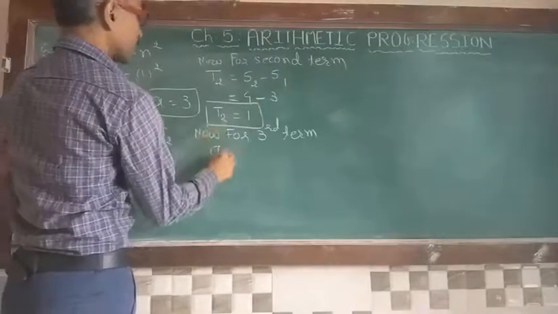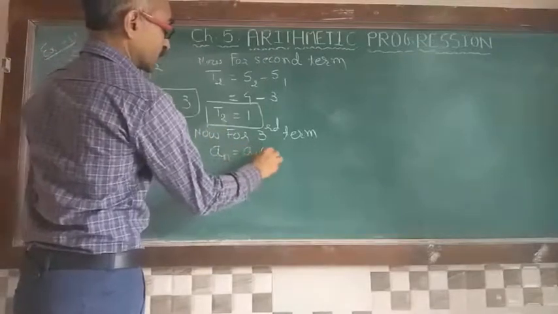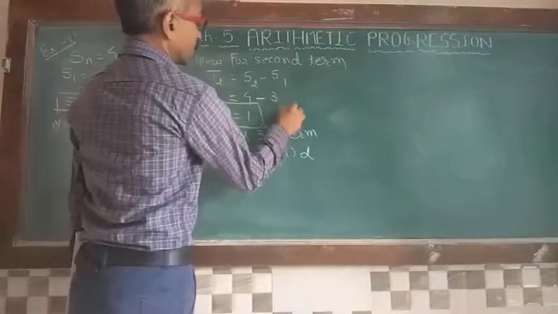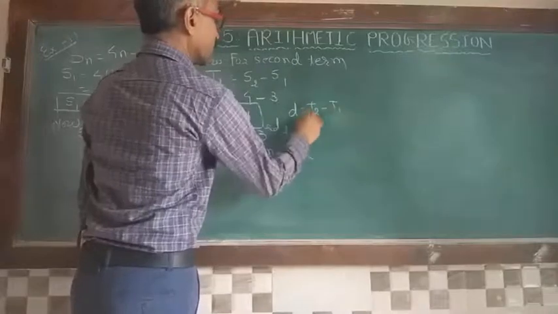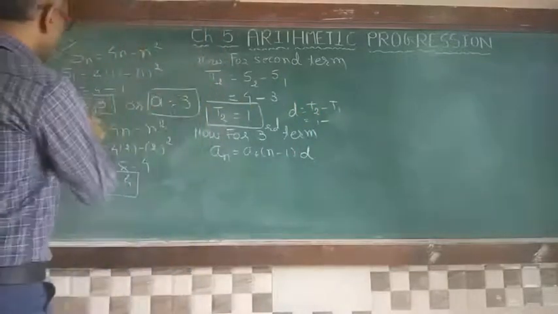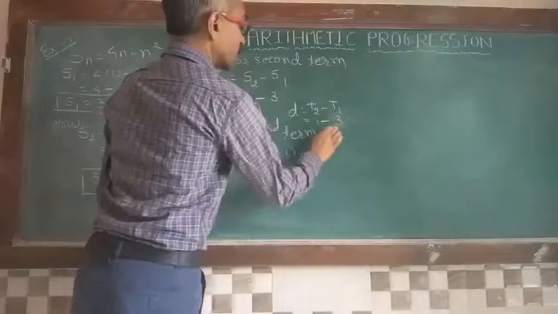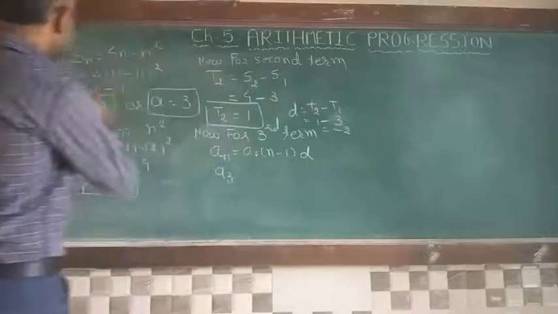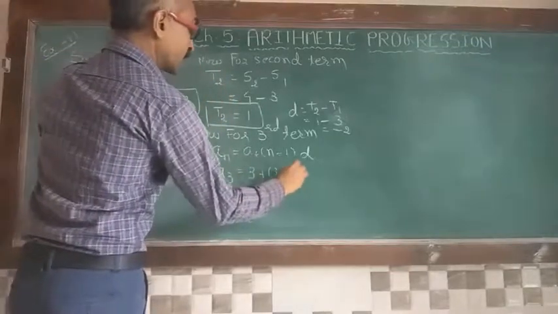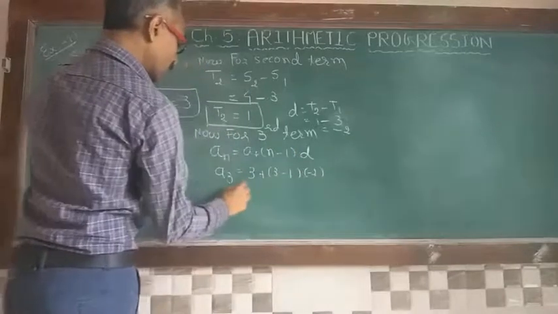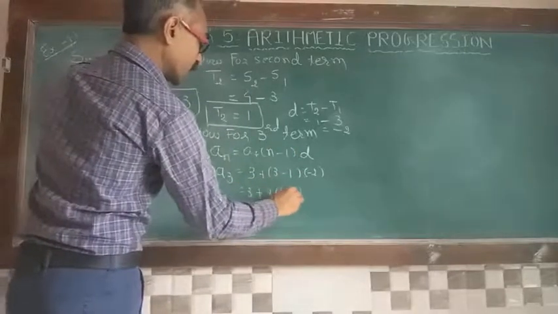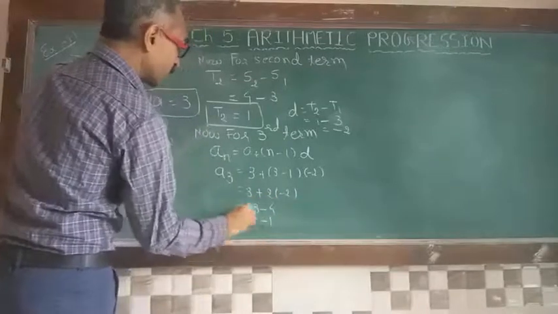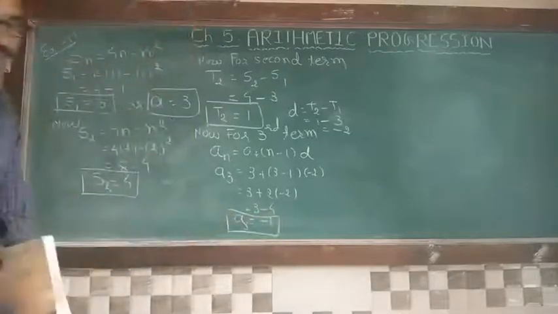For the third term, you can write an = a + (n − 1) d. First you find d. d = t2 − t1. t2 is 1 and t1 is 3, so d = −2. Now find a3. The first term a is 3, then 3 plus (3 − 1) and d is −2. So 3 + 2 × (−2) = 3 − 4. So a3 is −1. This is your third term.